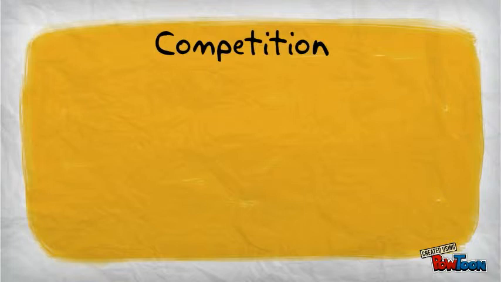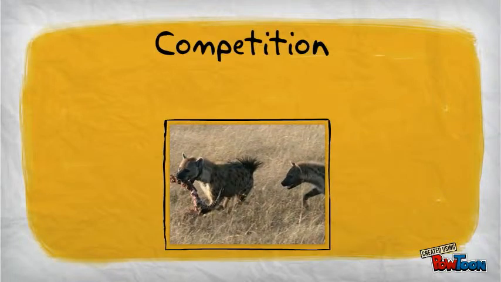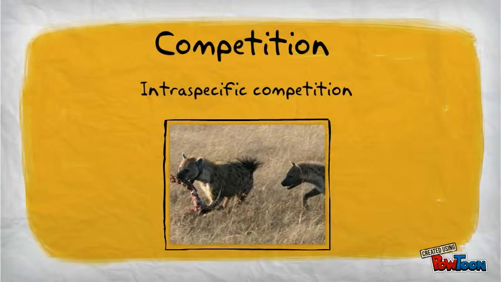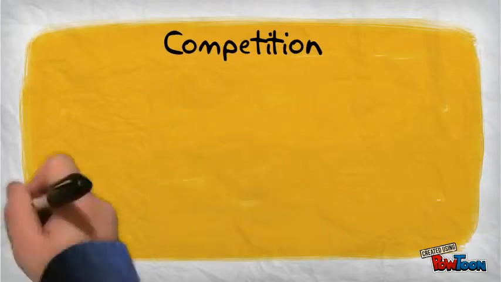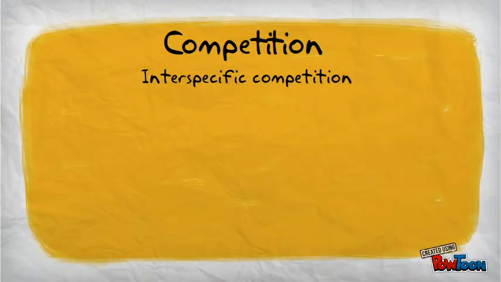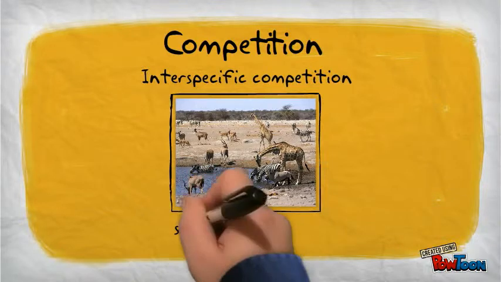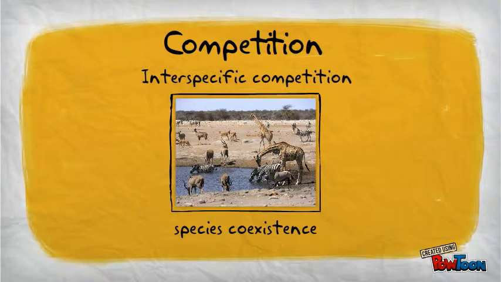Members of the same species fighting for the same resource, like two hyenas fighting for the same antelope, is called intraspecific competition. Interspecific competition is two or more species fighting for the same resource, like animals vying for water at a watering hole. Animals that have equal access to the resource is species coexistence.